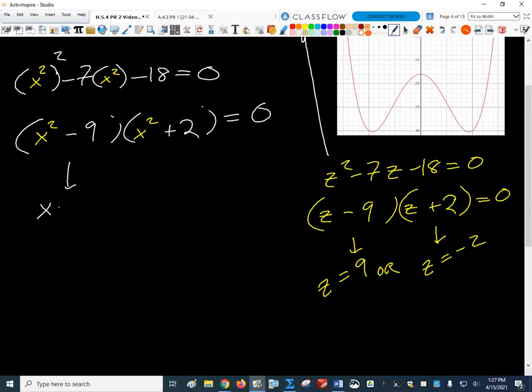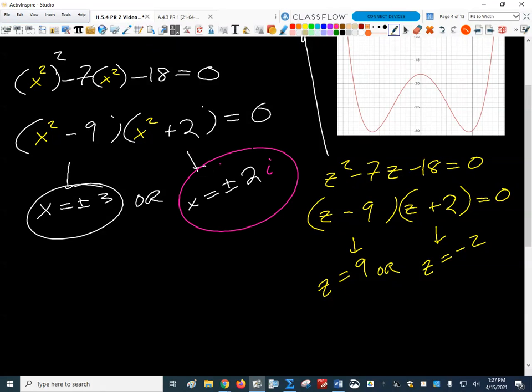Okay, good. So we get plus or minus 3. So there's 2 real solutions, right? Or plus or minus 2i, right? Okay. And is that consistent?